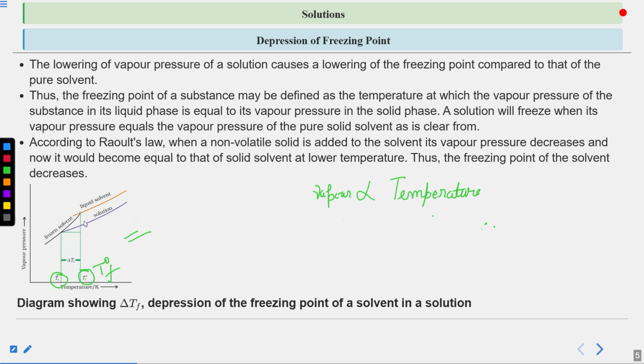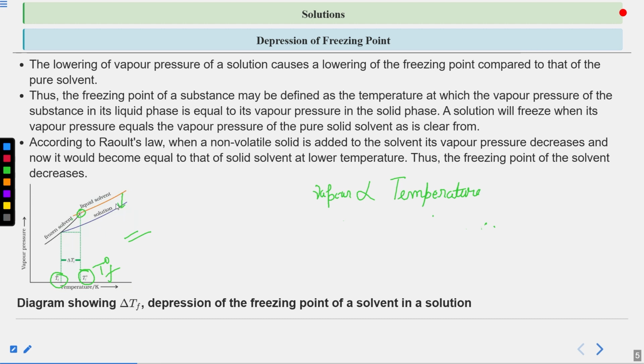So, here I am again repeating it. This black line is depicting the vapor pressure of the solid phase or the frozen solvent. Of course, this will decrease on decreasing the temperature, but the solvent intersects this frozen solvent vapor pressure at a higher temperature as compared to the solution, and this whole thing is due to the decrease in vapor pressure.